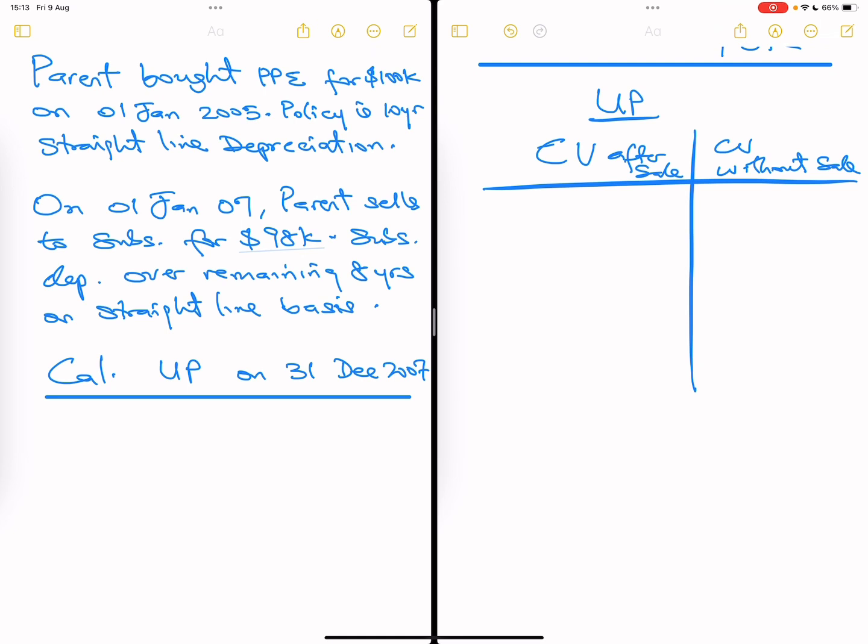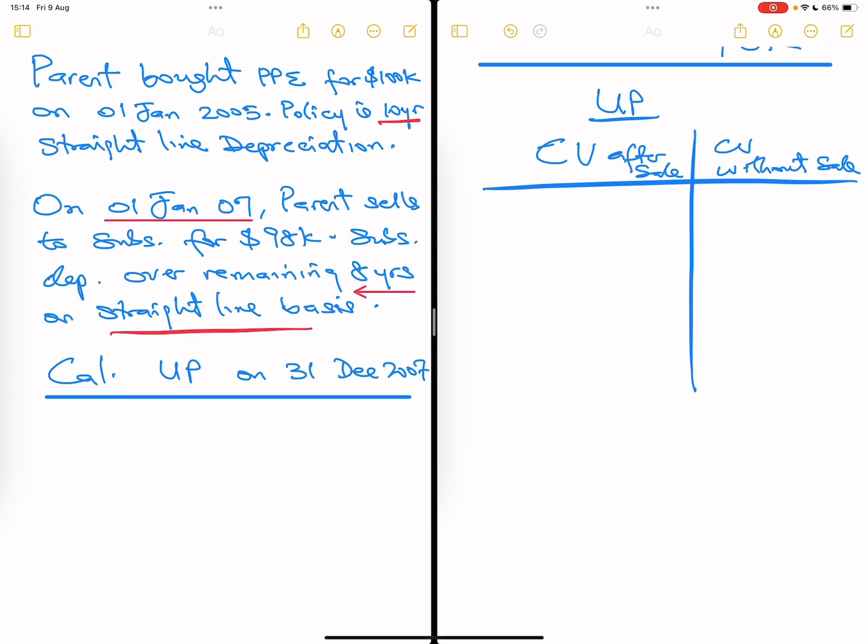So look at this question. Parent bought PPE for $100,000 on 1st of January 2005. Policy is 10 years straight line depreciation. Then on 1st of January 2007, parent sells to subsidiary for $98,000. And the subsidiary depreciates the asset over the remaining 8 years, still on a straight line basis. Then we should calculate the unrealized profit. This is another very easy one that you can quickly deal with.